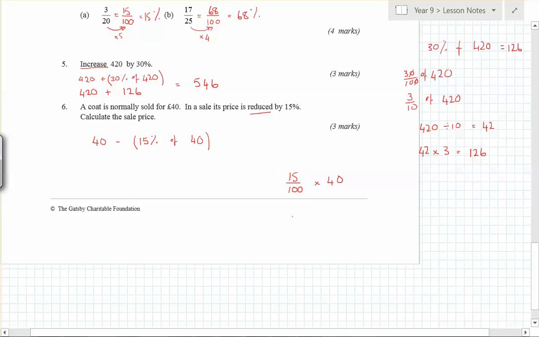Now if you've got a calculator, that would make it easy, wouldn't it? So 40 divided by 100 is 0.4, times 15. Perfect, which is, now you've got a calculator, 6. So then we would do 40 subtract 6 equals 34. 34 euros.